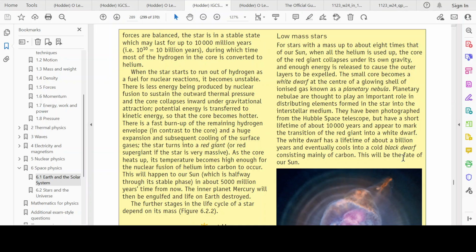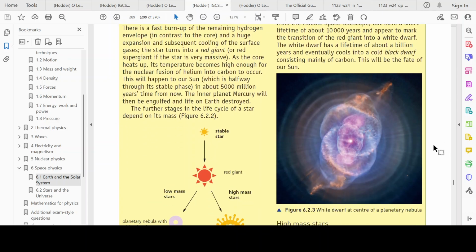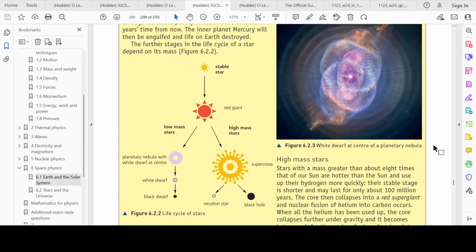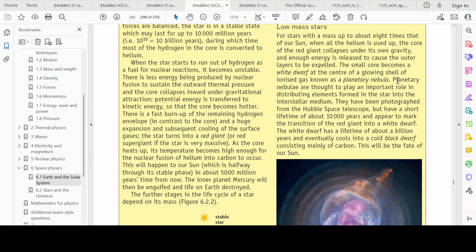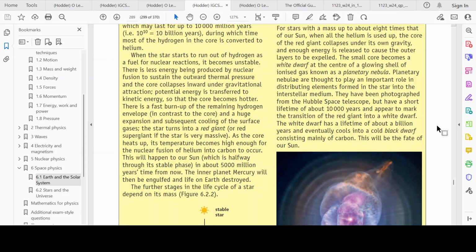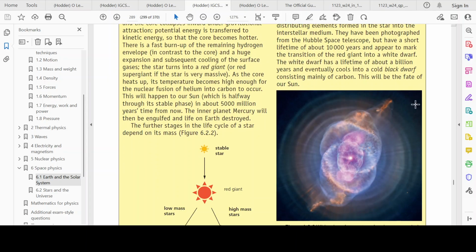Okay, so our red giant turns into a planetary nebula with a white dwarf at the center. Planetary nebulae are thought to play an important role in distributing elements formed in the star into the interstellar medium. So that's the ionized stuff out there. They have been photographed by the Hubble Space Telescope, but have a short lifetime of only 10,000 years. So yeah, that's very short. I mean, multiple human generations won't be around, but sure. Obviously, these are being called short in relation to the age of the universe and the scale at which things happen. These appear to mark the transition of the red giant into a white dwarf.